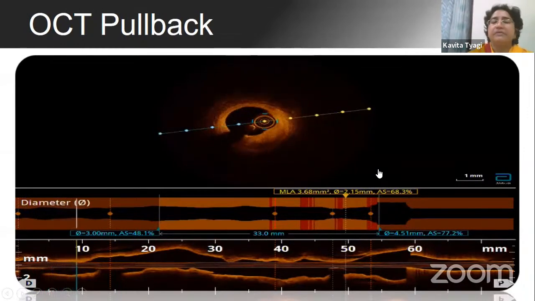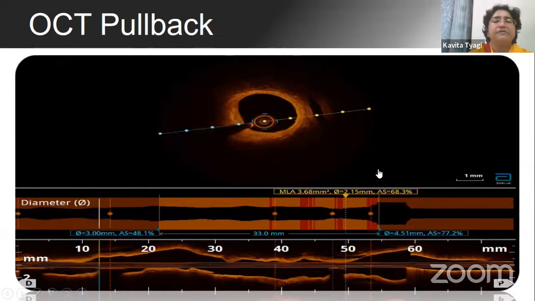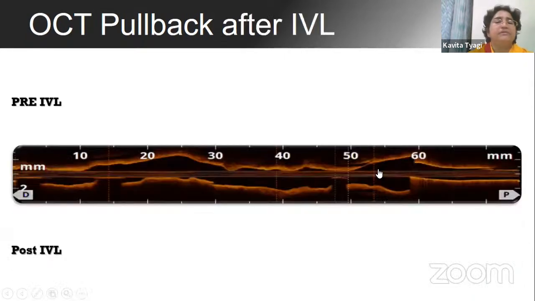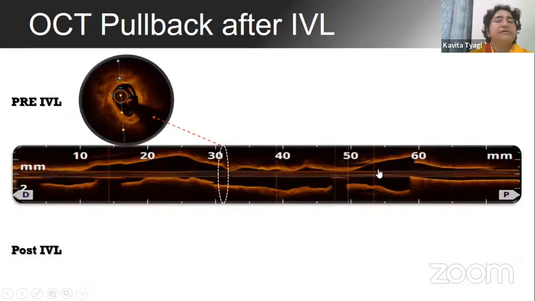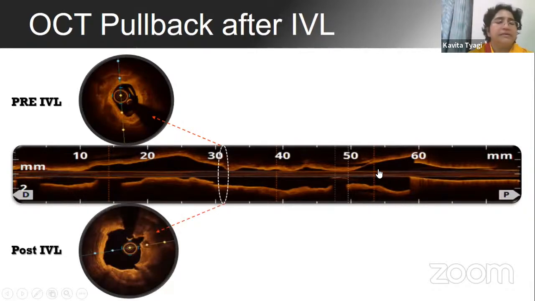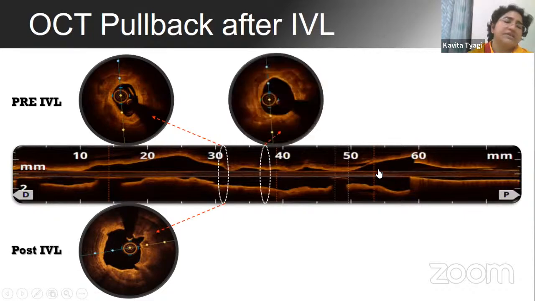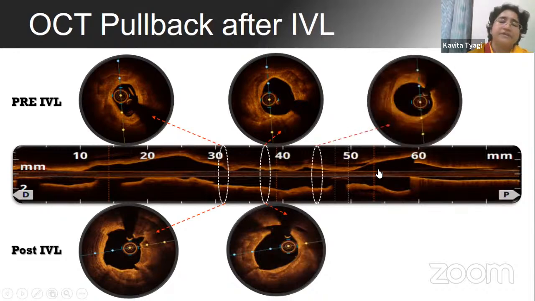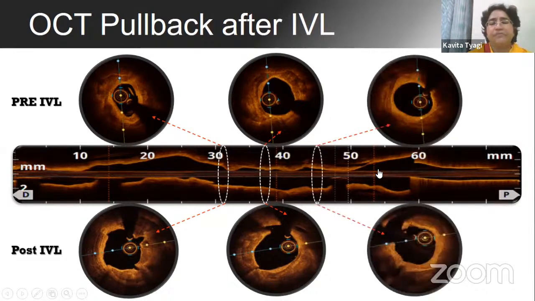So this is the OCT pullback, again taken after IVL. So we'll appreciate now, I think. Yeah. So pre-IVL, we could see all these nodules and deep calcium. And this is post-IVL, wherein we see, because we know IVL works through softening the calcium, the structure somehow fragments, and we can push it to the side, and stent apposition is better. That is how it works. So we can see the difference clearly. This is pre and this is post. Very nice picture indeed.